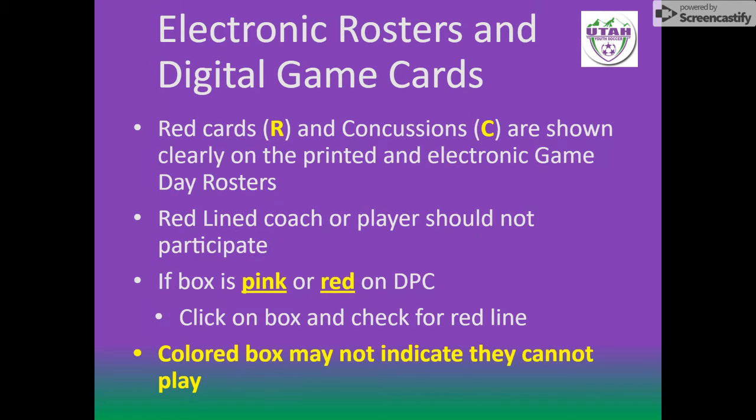If a player pass has an R or a C next to it, those players are not allowed to play. R is for a red card, C is for a concussion. If there is a red line across a coach or a player, they are not allowed to participate. If the box is pink or red on the digital playing card, the referee or assistant referee must click on the box and check for that red line. Sometimes it's happened where a digital playing card could be pink or red, and that player is eligible to play.